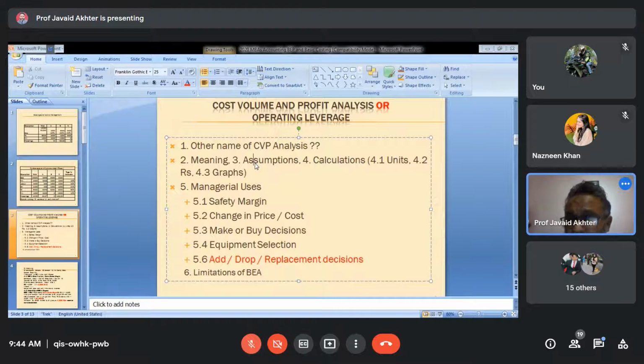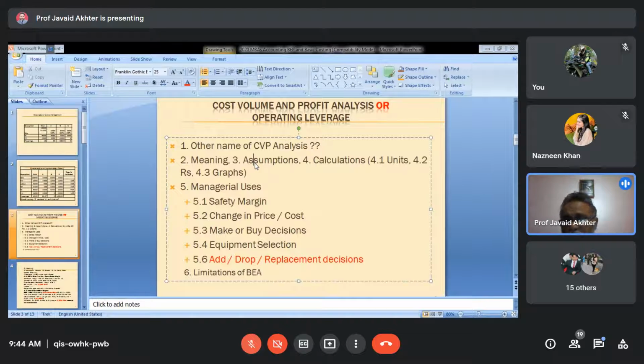What are those assumptions? Number one, cost can be divided strictly into two categories, fixed and variable. If you wish, you can note down; if you can remember, there is no need. So the first assumption is that cost can be divided strictly into two categories, the fixed cost and variable cost. There is no third category. Second assumption is per unit sales price and per unit variable cost. You can say these are two assumptions or one. Per unit sales price never changes. Per unit variable cost also does not change.